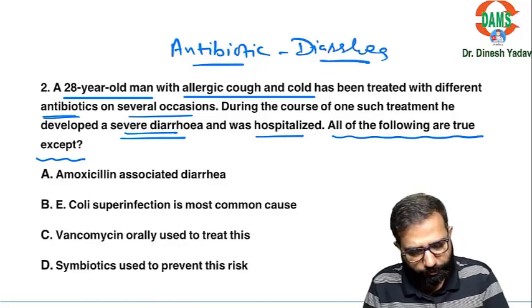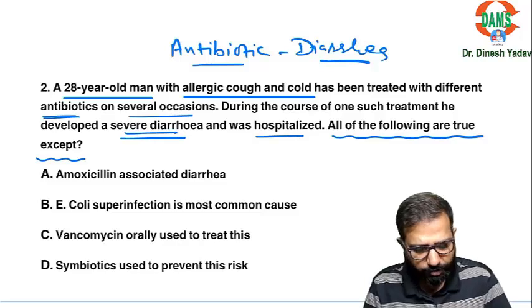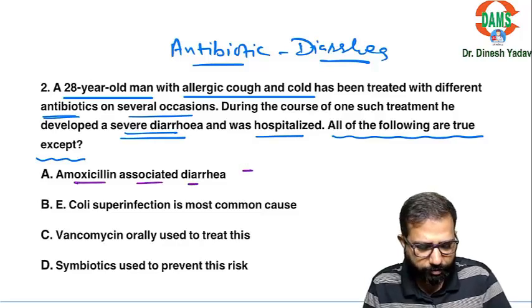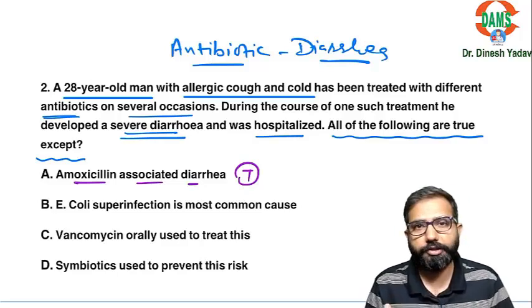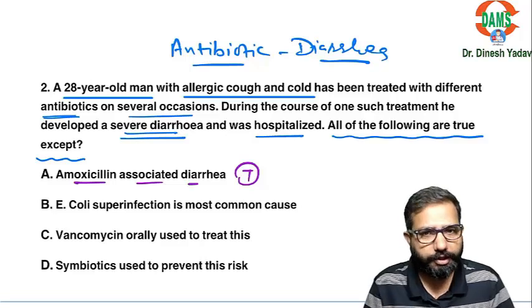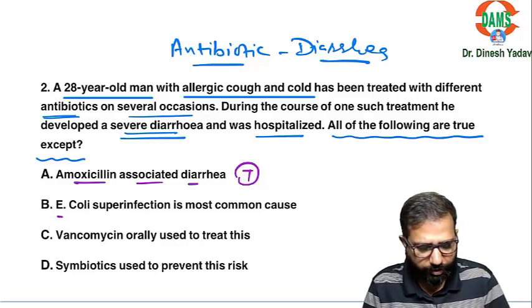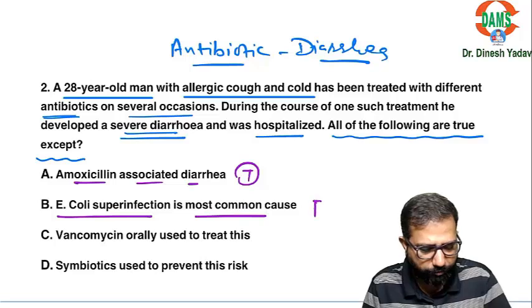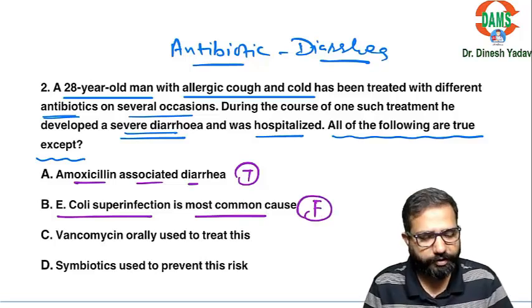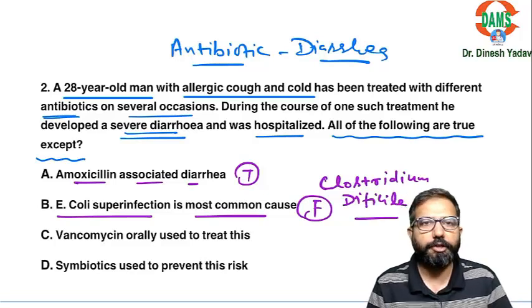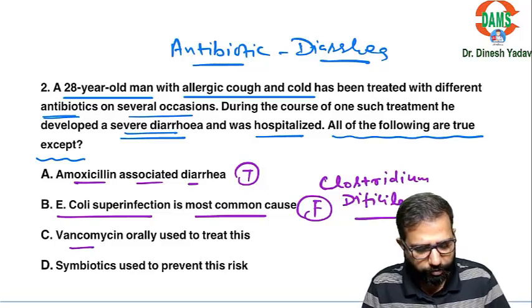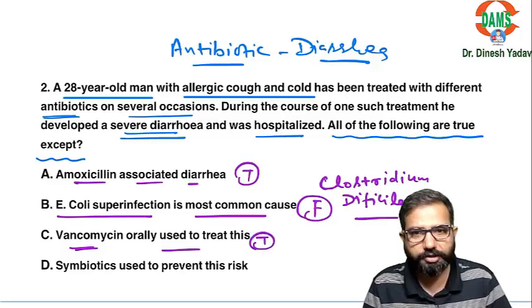One by one. The first option is amoxicillin associated diarrhea. It could be there because amoxicillin and ampicillin are the penicillins which commonly cause diarrhea. So that is true. E. coli superinfection is the most common cause? That is false. The most common cause for superinfection is not E. coli, it is Clostridium difficile. Clostridium difficile bacteria is the main cause. Vancomycin is used to treat this via the oral route. Yes, that is also true.